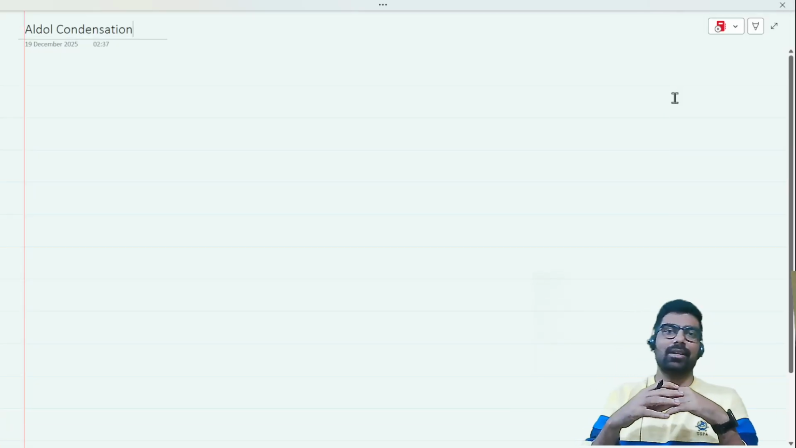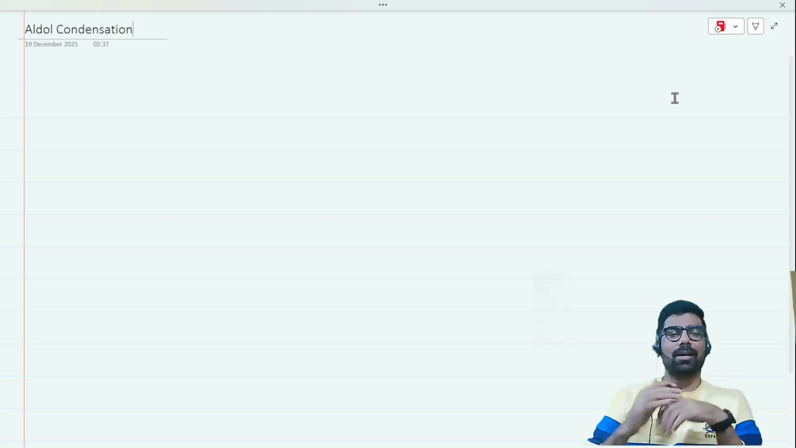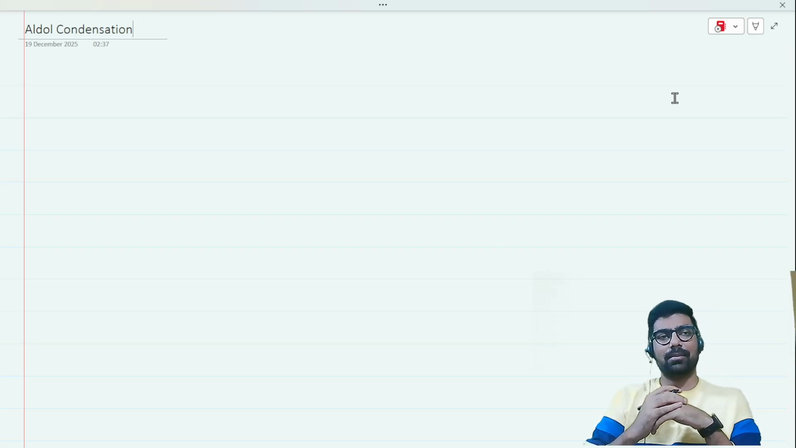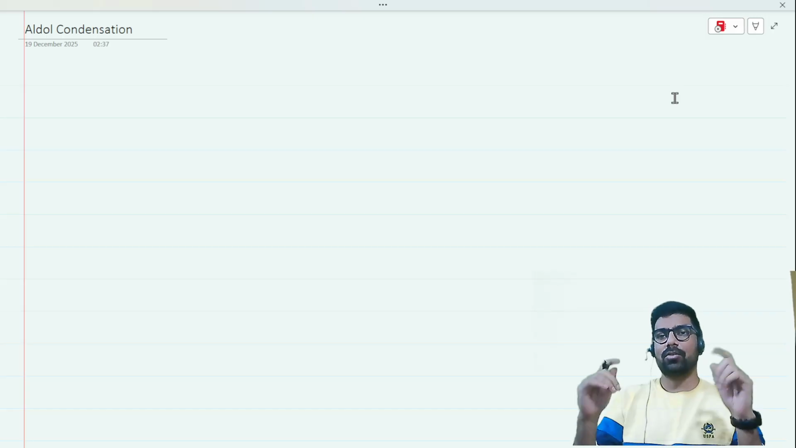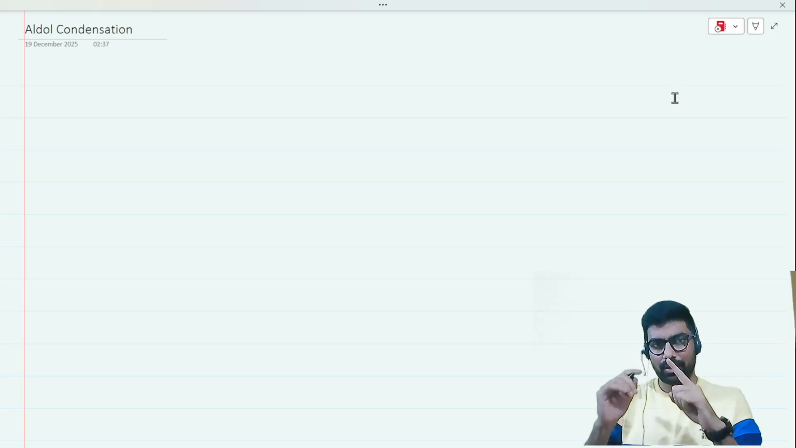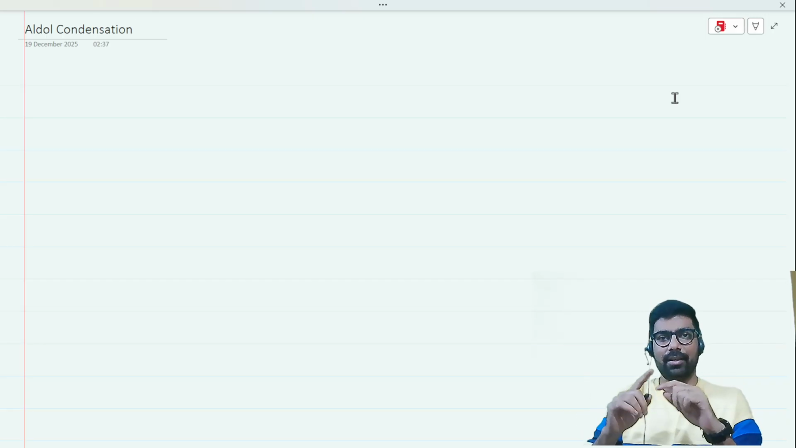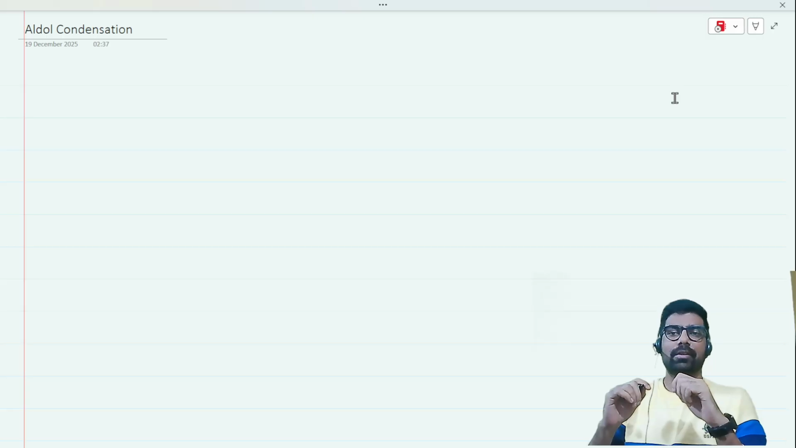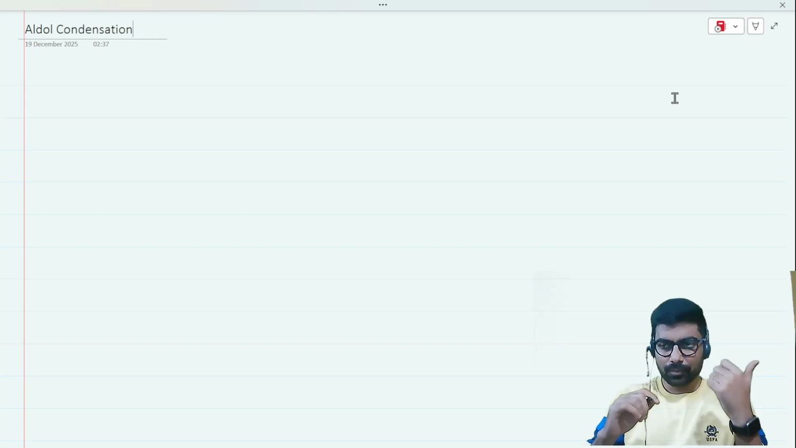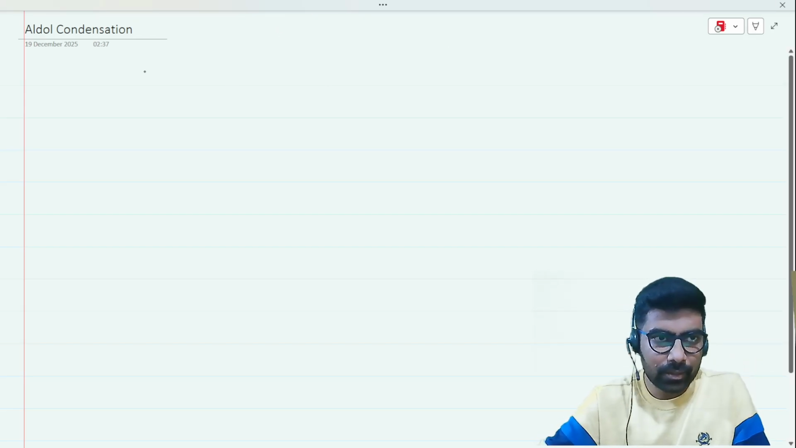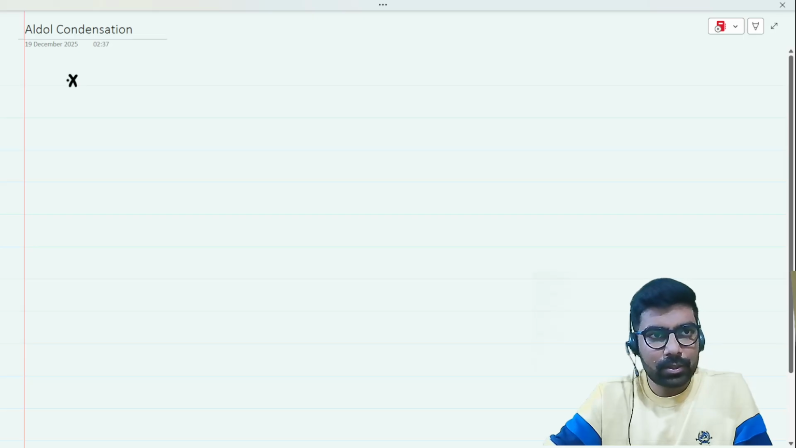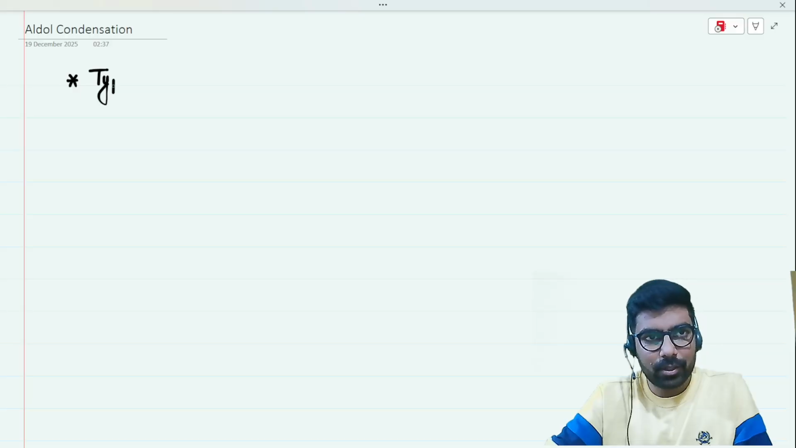So basically, aldol condensation is a part of carbonyl compounds in organic chemistry. In this lecture, we will study aldol condensation in great detail, and then we will see a few questions that have appeared in previous year questions. Okay? So first of all, what are we going to study over here? First, we are studying various types of aldol condensation.